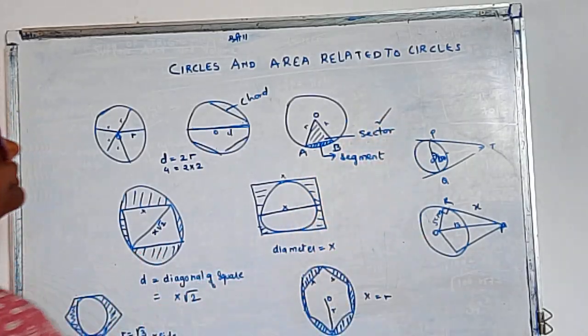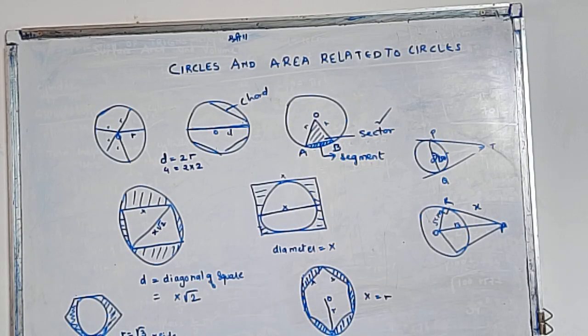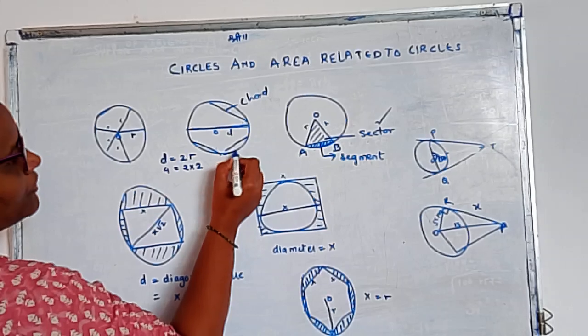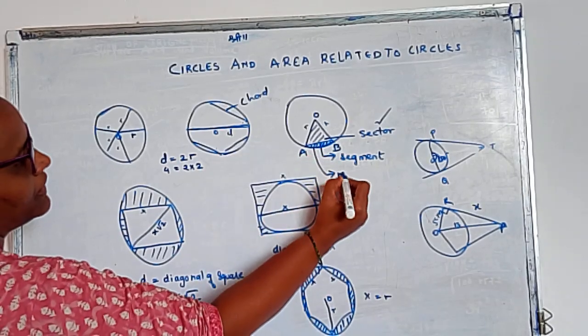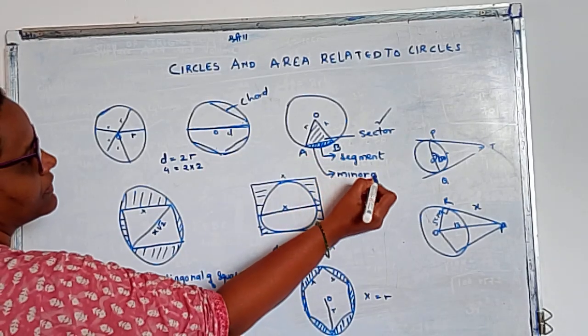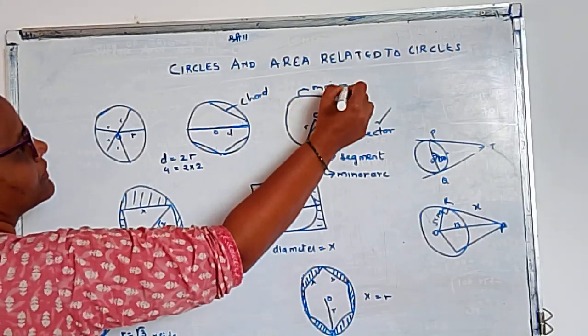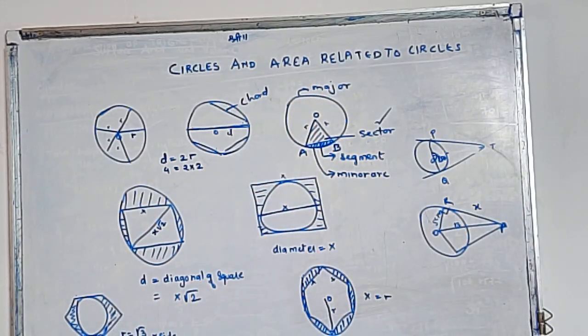We are going to deal with sector and arc. This is called the arc of the circle. This is the minor arc. This is the major arc. Then we are going to learn all these formulas of arc, sector separately. Here are some of the properties of a circle.